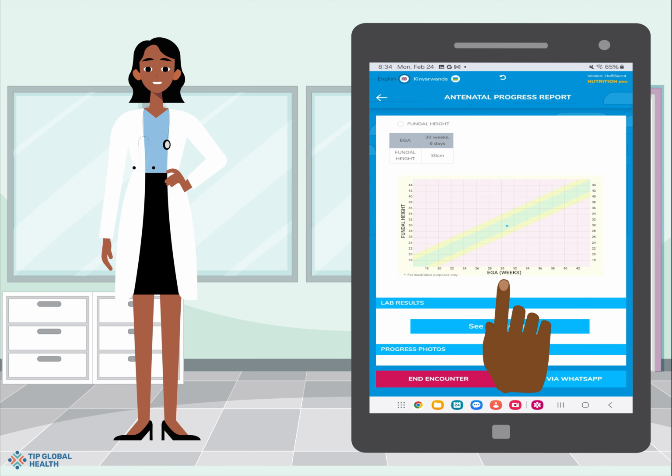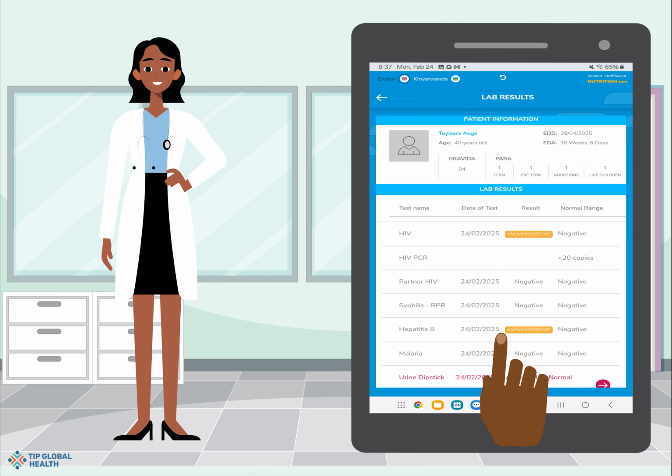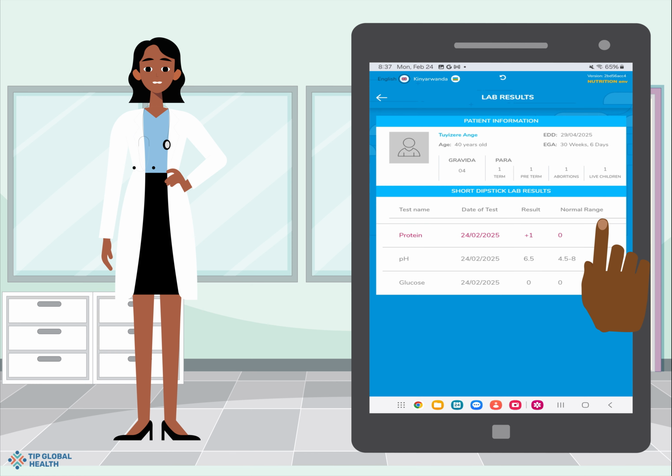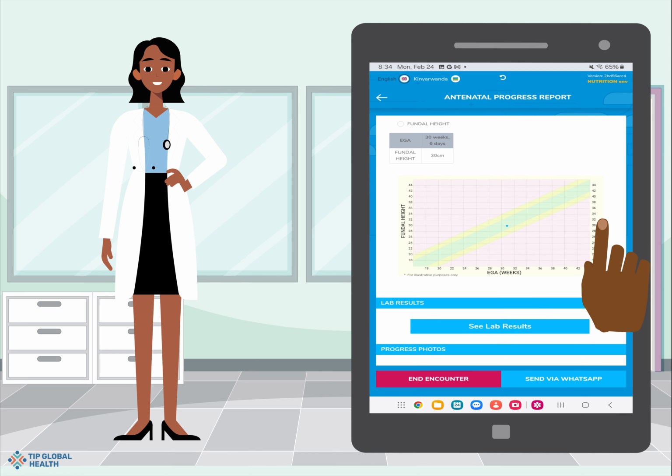In this lab results section, if you click on lab results, you can see all the labs that we performed during the visit. When it's red, it means it's abnormal. And if you click on the arrow, you can see more details on the lab. In this section, you can see any pictures that might have been taken during the visit.